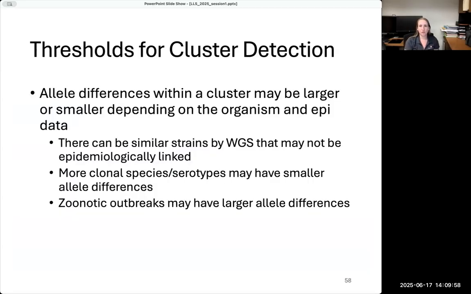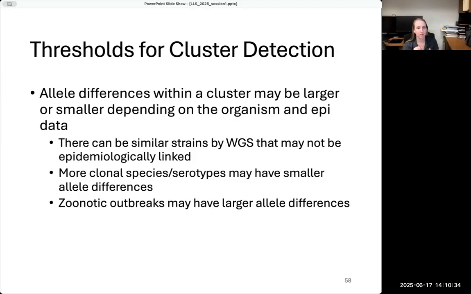So allele differences within a cluster may be larger or smaller, depending on the organism and the epidemiological data you have. There can be similar strains or closely related strains determined by WGS that may not actually be epidemiologically linked. An example of that is Relatedness, right? It's very clonal. You'll often find things that are very closely related, but they're actually not epi-linked. And then with zoonotic outbreaks, they may have larger allele differences than you're expecting.